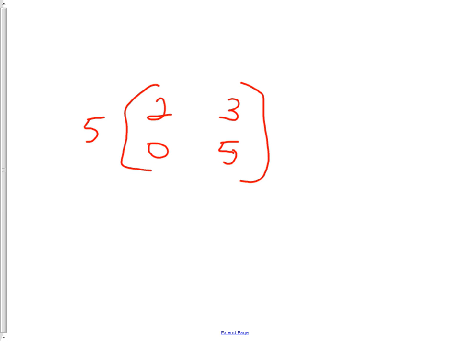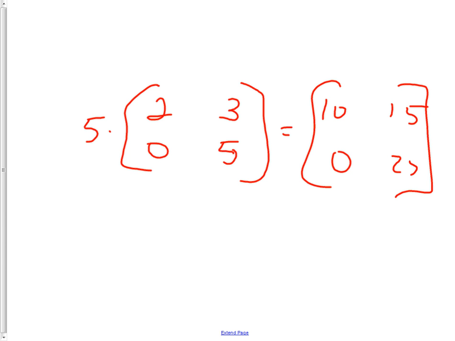Times everything by 5. And your answer would end up coming out to be a matrix that would, instead of having 2, 3, and 0, 5, it would be 10, 15, 0, and 25. Very good. Okay, so that's simple. That's called scalar multiplication. I don't think you need to remember the word scalar, but that's what it is. This is called a scale factor. You just scaled it up to 5 times bigger than it was. Get that? All right, so that was simple multiplication.